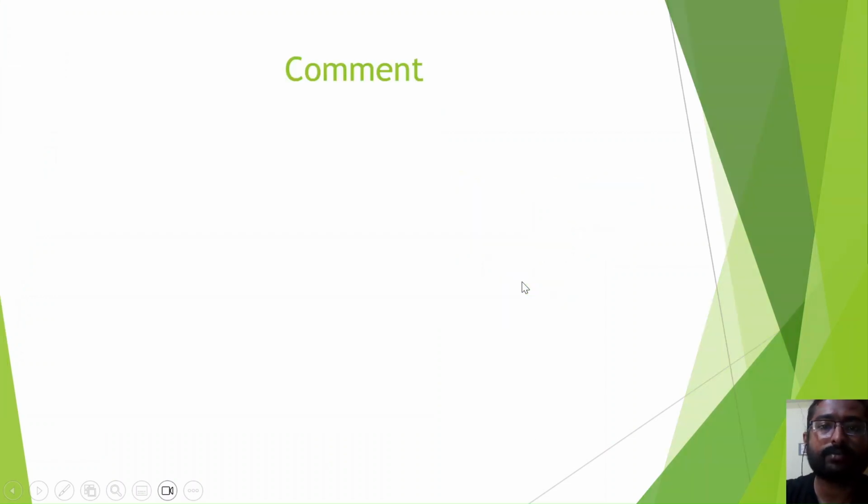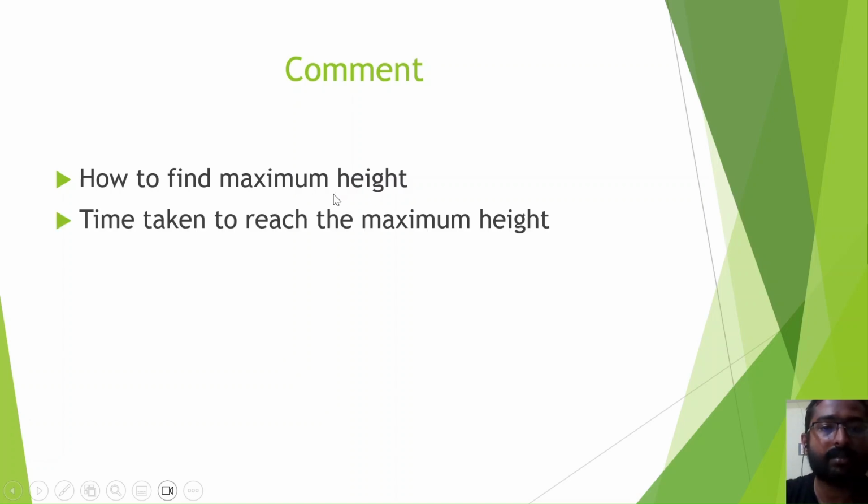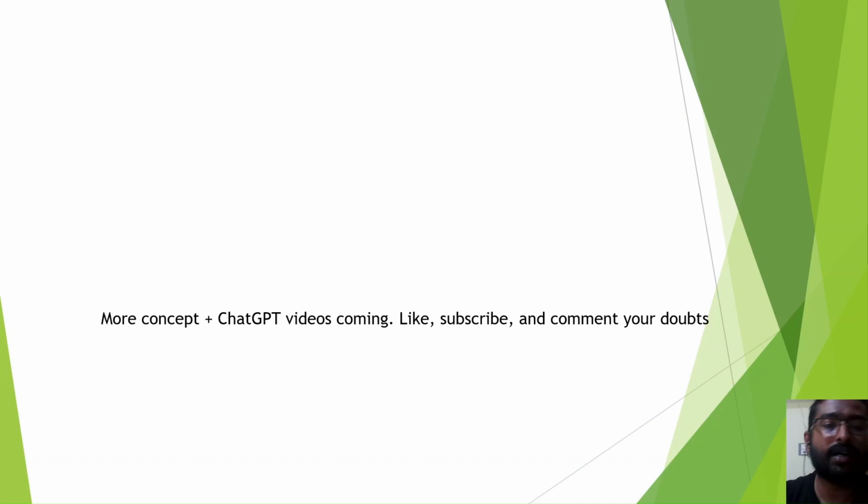Okay, so I am giving a task: give me the condition to find the maximum height. What condition should we use to find the maximum height, and also what is the time taken to reach the maximum height? I will be uploading more challenging questions like this, and also how to give prompts to ChatGPT to get the correct answer.